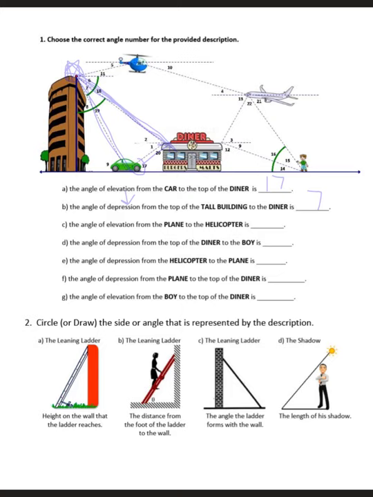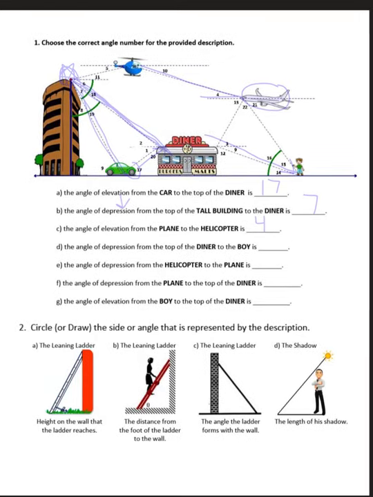The angle of elevation from the plane, here's the plane, to the helicopter. That means I am looking up because I'm elevating. So the only angle looking up from here to here is 4. D, the angle of depression from the top of the diner to the boy. Here's the diner, here's the boy. Again, you could say 12, you could say 9, either one. I'm going to go with 9. It doesn't really matter.